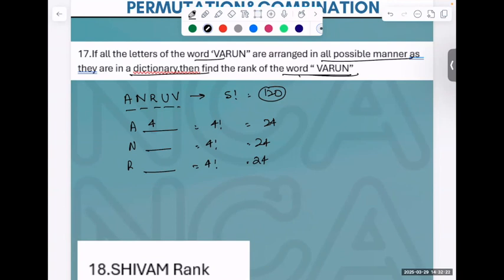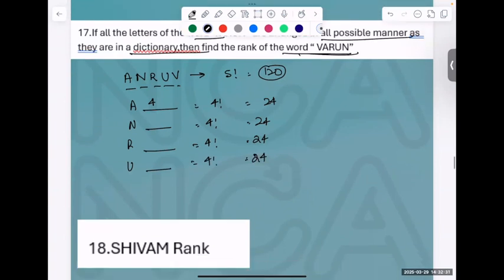We have started with A alphabet, then we started with N, then we started with R, now we started with U. Another 4 factorial, that is also 24. Till this part is clear. So it is but obvious the rank has to be more than 96. But obvious. Now we start with V.